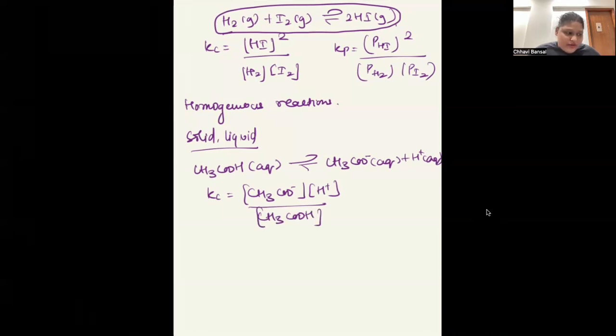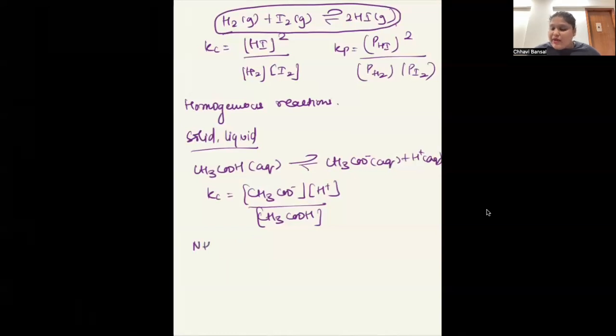But now, if, for example, NH3 aqueous. And one more thing: for such a reaction, we cannot define Kp, right? Because none of the reactants nor the products is in the gaseous phase. So we cannot consider it for the calculation of Kp.